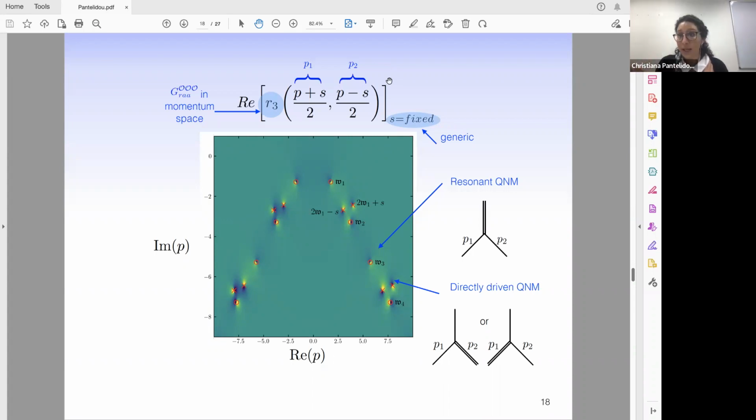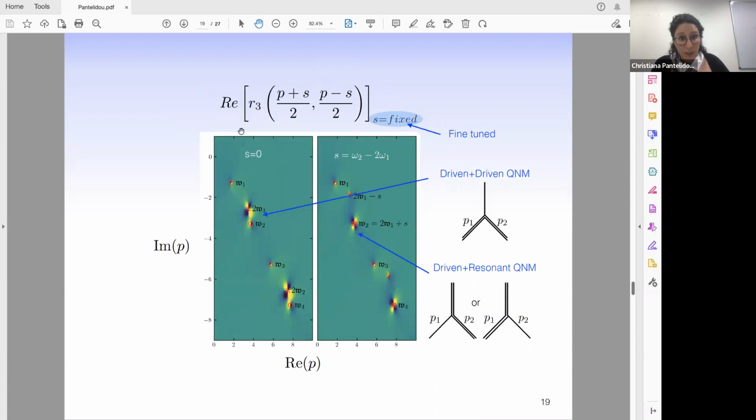Now, if we fix S to something very specific, if we fine-tune it quite a bit, then as you can imagine, some of these poles can collide, and you can have higher order poles. The simplest one to see is when S is equal to 0. When S is equal to 0, then this cross and this cross will meet, and you would expect to see an order 2 pole. And this is precisely what I'm drawing here.